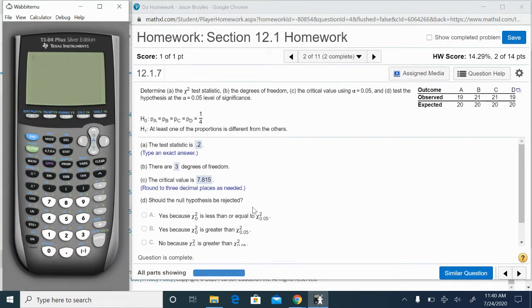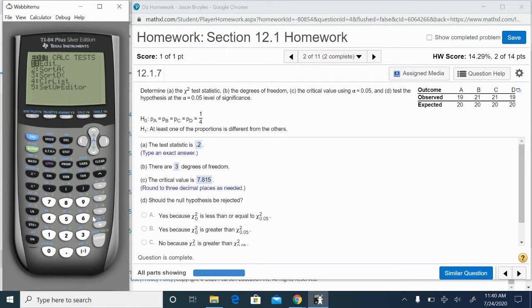Okay, here's a video for section 12.1. In this section, we're doing the goodness of fit test. For this test, they're going to give you a list of observed values, and in some cases, they'll give you a list of expected as well. As you'll see in the next problem, sometimes they give you a list of probabilities or percentages, decimals, and you're going to have to convert that into this list of expected. So I'll show you that in just a second.